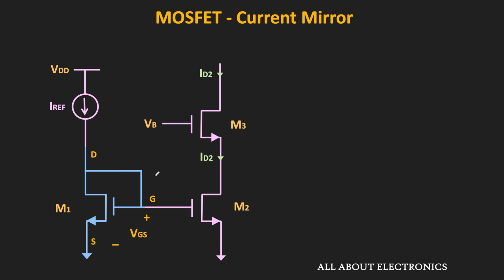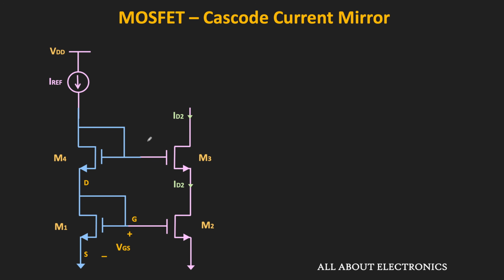So now the question is how to generate a precise value of this voltage VB. Well, it can be generated using this circuit. So here one more diode connected transistor is connected in series with this M1 and the gate of this M4 is connected to the M3. Now since the current flowing through the M4 is the same as the I reference, this voltage VGS4 should also be equal to VGS. That means if we see the voltage at this end, then it is equal to VGS plus VGS, that is equal to 2 VGS. And exactly the same voltage is required to bias this M3.